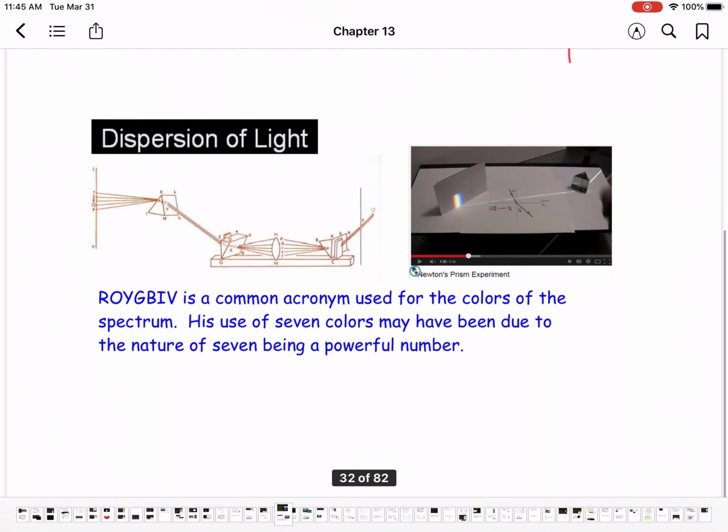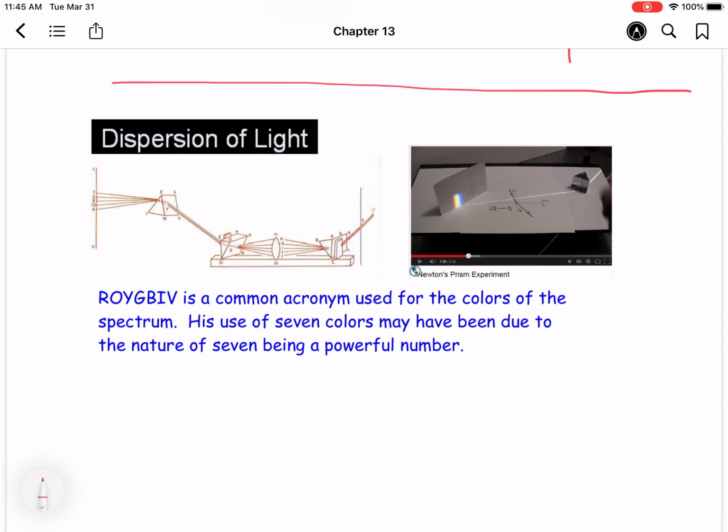All right, that kind of ends that. So that's total internal reflection, right? Now I want you guys to watch this video. It's Newton's prism experiment. It talks about red light and blue light and why they bend.